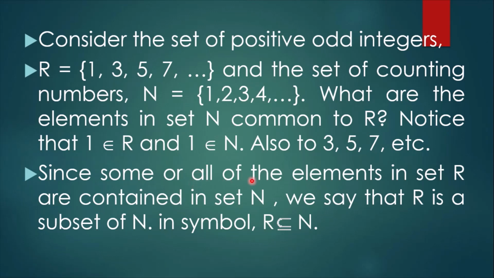Since all of the elements in set R are contained in set N, we say that R is a subset of N. Okay? So, since lahat ng elements ni R ay nandito sa elements ni N, then we can say that R is a subset of N. In symbol, we use this to indicate a subset. Okay? So, R is a subset of N. So, isipin lang natin, dapat lahat ng elements ng isang set ay nakapaloob doon sa another set para masabi natin yung set na yun ay subset ng another set.